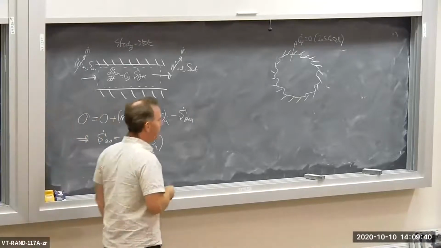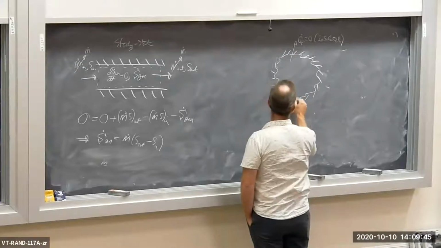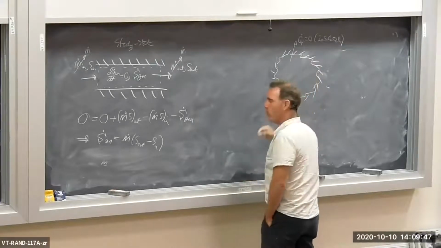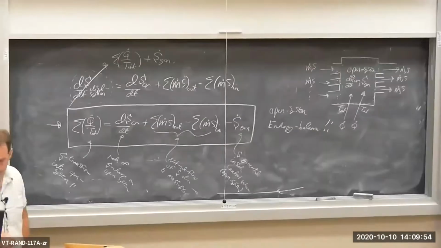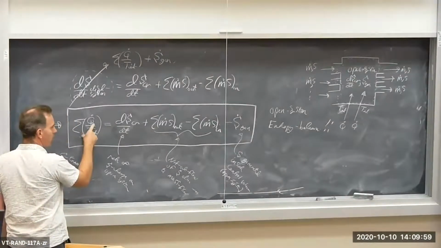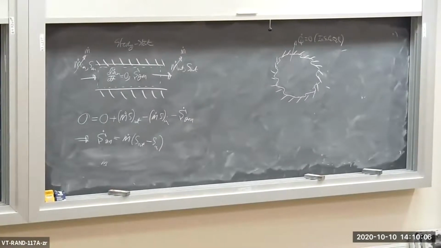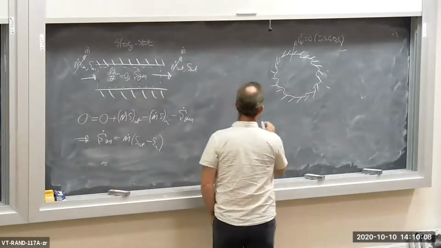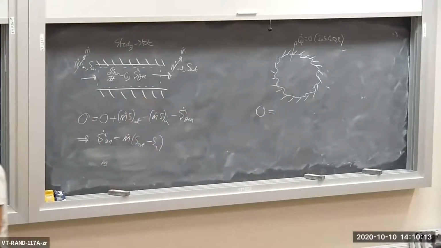Let's apply the entropy balance to my closed system and see what we get. Let's apply the open system entropy balance to my closed system. Well, there's no heat transfer going on, so this term is 0 because it's adiabatic or insulated.